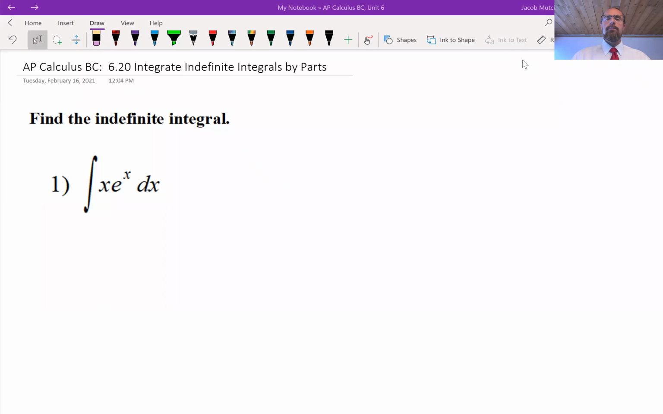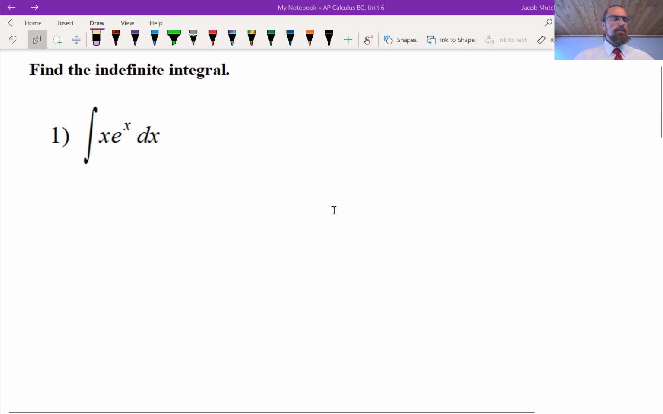Welcome to Calculus. Today we will investigate how to integrate indefinite integrals by parts. We'll take a look at 4 examples. Our first example is the indefinite integral of x times e to the power of x dx. We want to integrate this using the strategy of integration by parts.